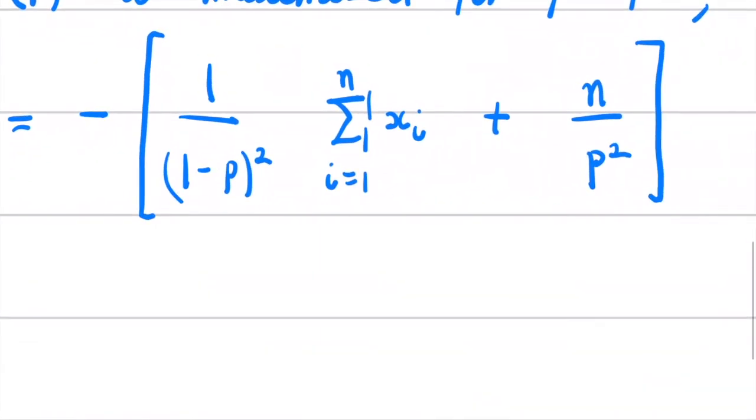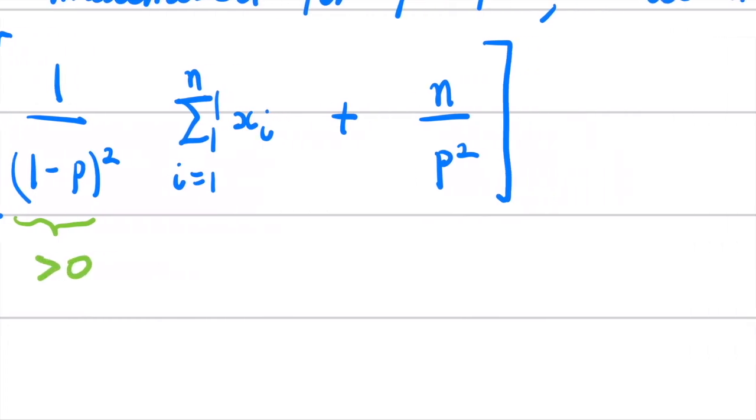What I want you to notice is that this expression here, 1 over 1 minus p squared, well, 1 minus p squared is definitely positive, which means 1 over 1 minus p squared is positive. Now, xi, remember, can only take values that are an element of 0, 1, 2, and so forth, which means the sum of xi's, at the very minimum, could be all 0. So this expression here has to be at least greater than or equal to 0.